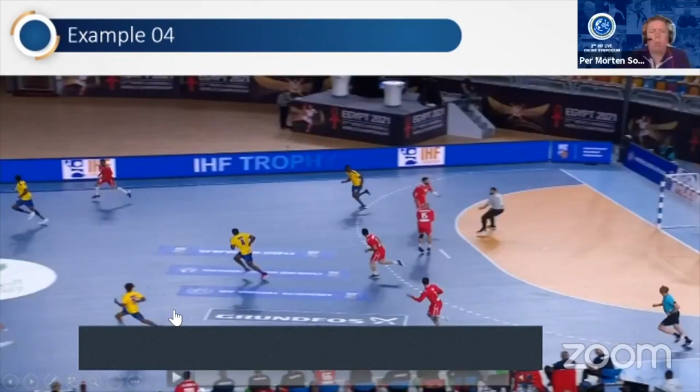Next one, here was a situation between the number 1 and number 2 defender. Here we will have a situation on the wing.